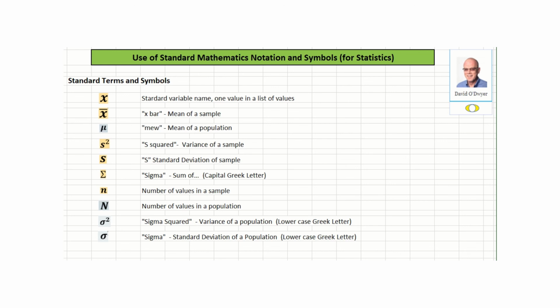Sigma squared, this is small sigma squared, is the variance of a population, the lowercase Greek letter. And sigma being the square root of that being the standard deviation of a population, the lowercase Greek letter. So that covers our look at the use of standard mathematical notation and symbols in statistics.